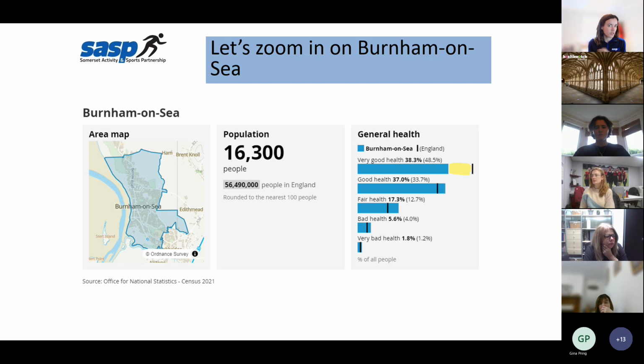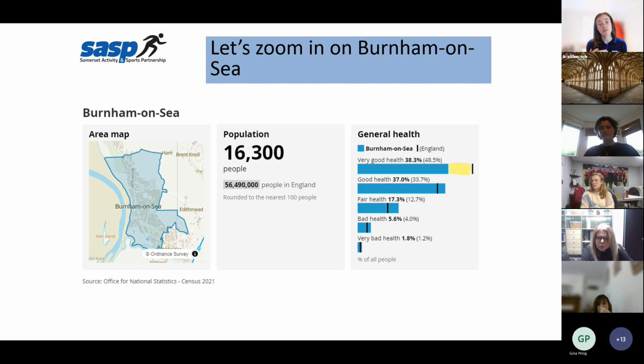I thought it'd be interesting to zoom in on a particular area. This is an image from a custom area map. Another tool that the census has at the moment is that you can go online and select an area. You can search for an area, you can search for a postcode, or you can predefine the area yourself. You can draw the area of interest yourself, and then you can select what data you'd like to look at and compare for that area. I've focused on Burnham-on-Sea here because it came up as one of the lowest health outcomes. And as you can see here on the right, for general health, the black line shows what the average is for England.